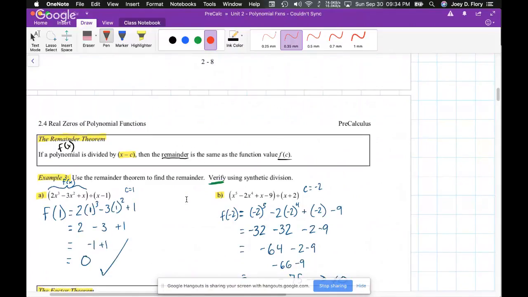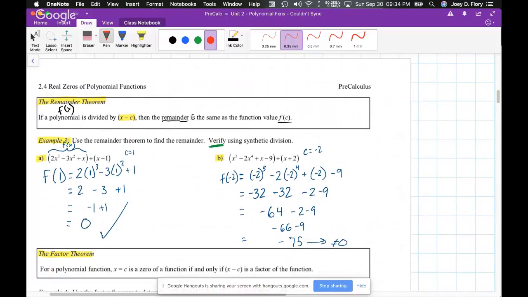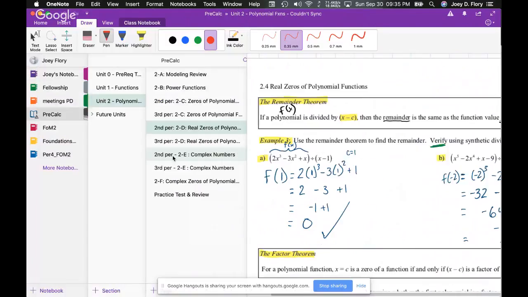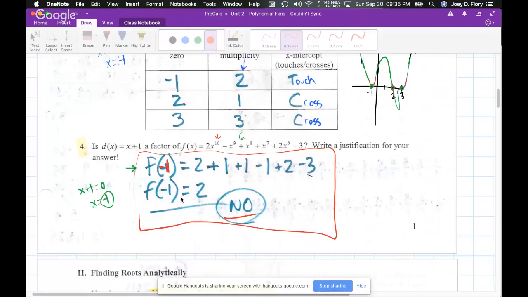On that second page, yeah, it said that the remainder is the same as the function value f of c. So let's do that. That's the shorter version. So we're just going to do f of c. C in this case is -1. We set that x plus 1 equal to 0 and solve. And then we're just going to sub it in.